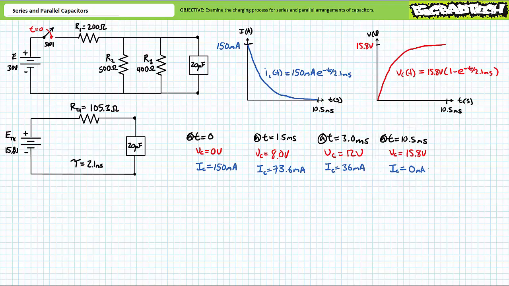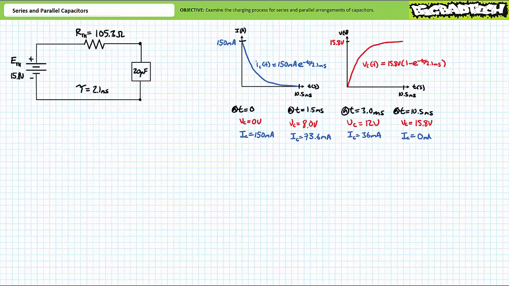Between t equals 0 and 10.5 milliseconds, current through the capacitor as a function of time could be modeled as IC of t equals 150 milliamperes times e to the negative t over 2.1 milliseconds, and voltage across the capacitor as a function of time could be modeled as Vc of t equals 15.8 volts times 1 minus e to the negative t over 2.1 milliseconds. Make a note of these instantaneous values and time-varying expressions, as they'll be useful references later in this lecture. Let's now explore the details of this lecture's intended topic, notably series and parallel arrangements of capacitors.